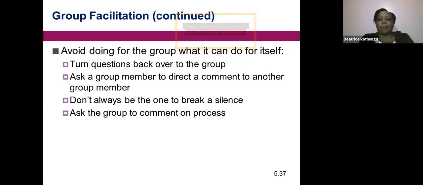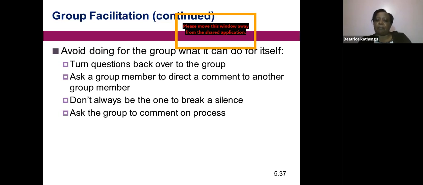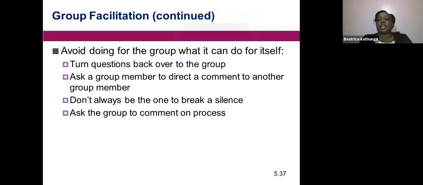You can ask a group member to direct a comment to another group member. Take, for example, a member shares a story of their experience. Maybe it's a family group, of their experience managing their client with substance use disorder. And you can see the other members are full of admiration for the way that mother handled the son. You can actually ask a member to tell the parent or the mother who is sharing what they think about how they behaved. And so the member can actually reinforce, rather than you being the one to do it. It can be a fellow member reinforcing a fellow member in the group.